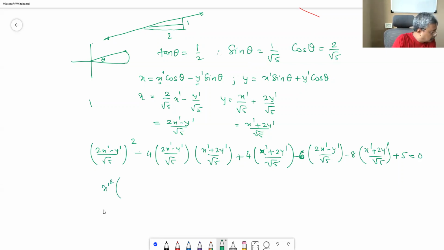Now you can collect x dash square. Collect the terms of x dash square, you get 4 upon 5, and you have something here minus. Okay, now you have to help me because I am becoming very bad in this. How much is the coefficient of x dash square here?